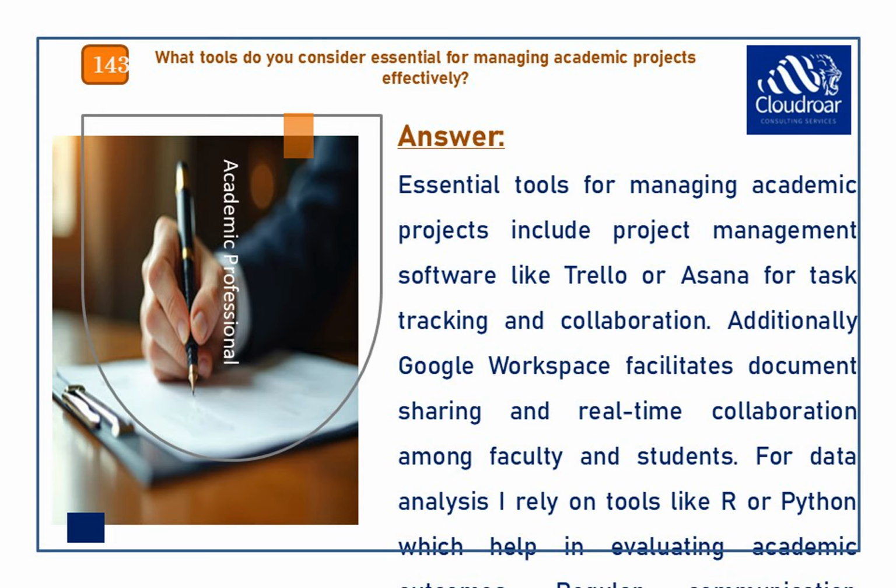Regular communication through platforms like Slack or Microsoft Teams fosters transparency and immediate feedback. Lastly, using a version control system like Git can be beneficial for collaborative research projects to track changes in documents or code, ensuring everyone is aligned.